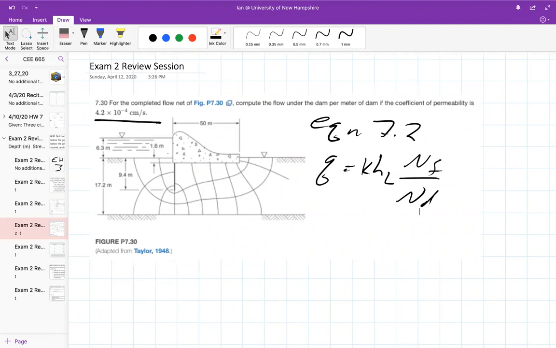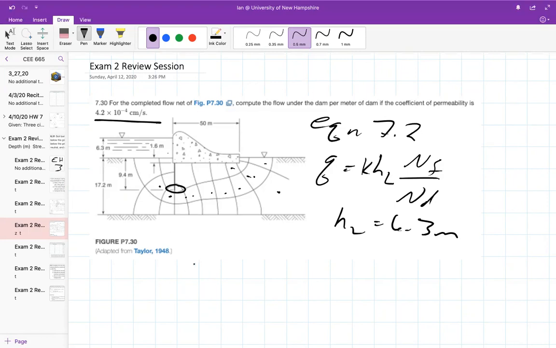As we're going through this, we know NF is 3. 1, 2, 3, three channels. And we're going to count the number of drops. So we got 1, 2, 3, 4, 5, 6, 7, 8, 9. Essentially, you can maybe count this as a half, but we're just going to go with 9 for our purposes. And the head loss, since this is completely drained on the other side, is just going to be 6.3 meters.